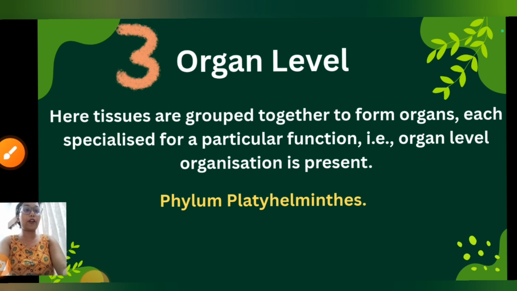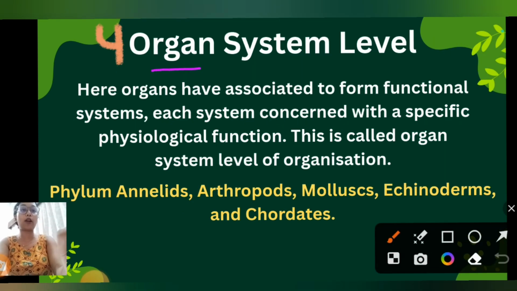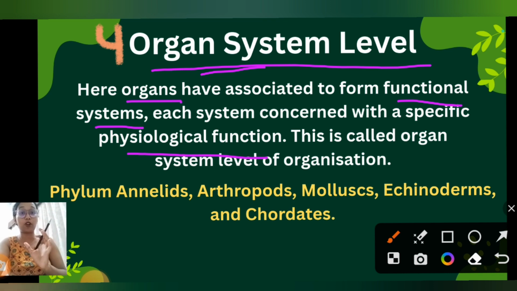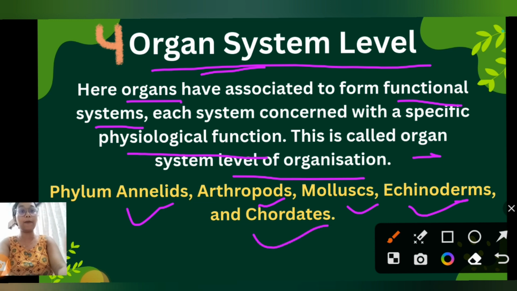Then moving on to the fourth level of organization, that is organ system level organization. Here the organs associate to form a functional system. The organs will club together to form a functional, specialized system, that is your organ system. Each system is concerned with a specific physiological function. It is called the organ system level of organization. So where can you see this? In annelids, arthropods, mollusca, echinodermata, chordatas, and the rest of the phyla you can see this organ system level. Is it clear?